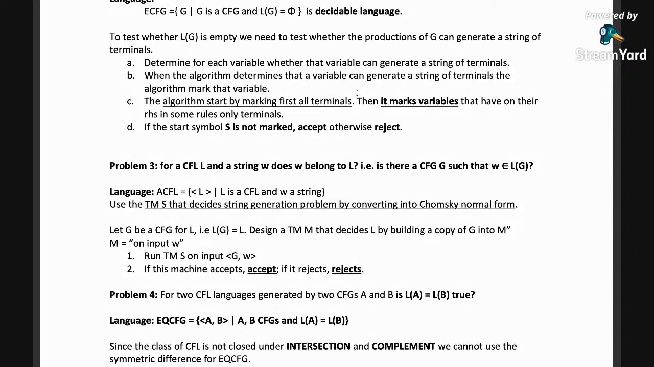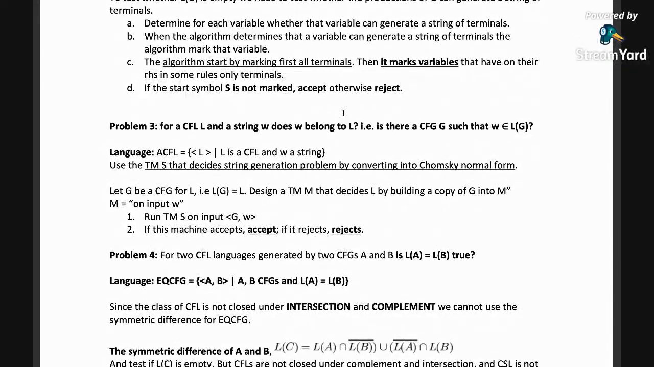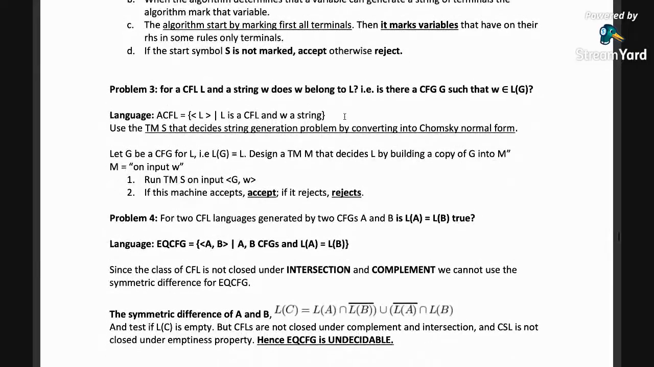When the algorithm determines that a variable can generate a string of terminals, the algorithm marks that variable. The algorithm starts by marking first all terminals, then it marks variables that have on their right-hand side in some rules only terminals. If the start symbol S is not marked, accept; otherwise reject.